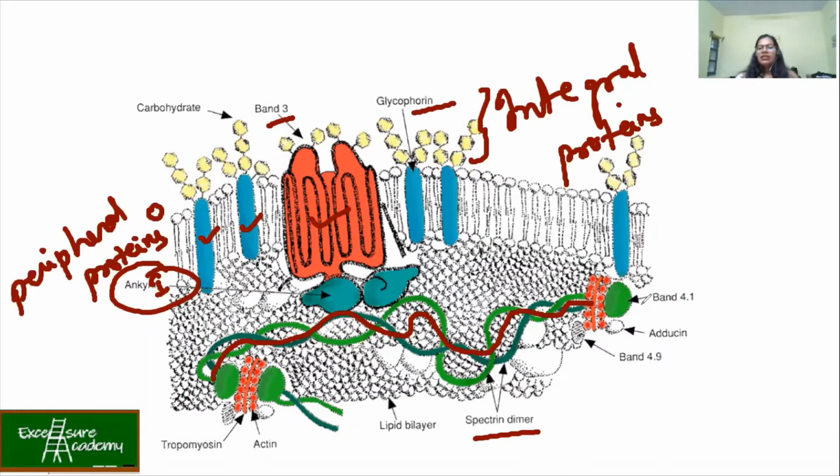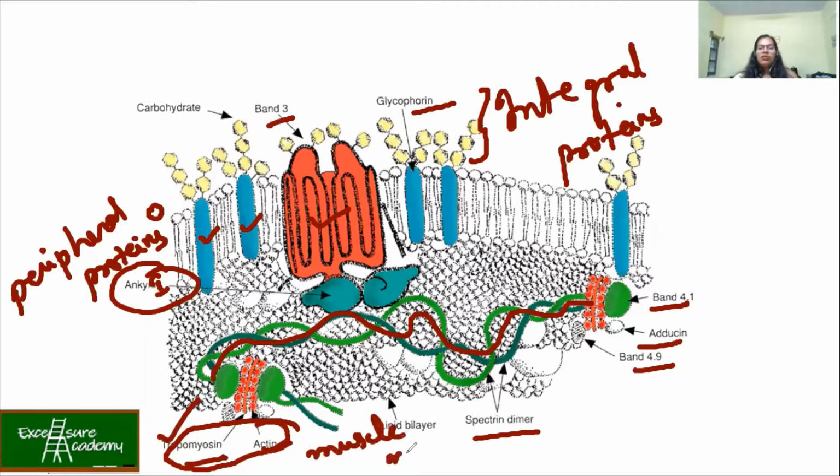Then we have other associated proteins like band 4.1, adducin, band 4.9, tropomyosin and actin. Now these proteins you must have heard of during muscle movement, so we'll talk about this in detail there. In this fluid mosaic model, what you need to remember is glycophorin, band 3, ankyrin and spectrin. You need to remember only these proteins regarding the RBC plasma membrane.